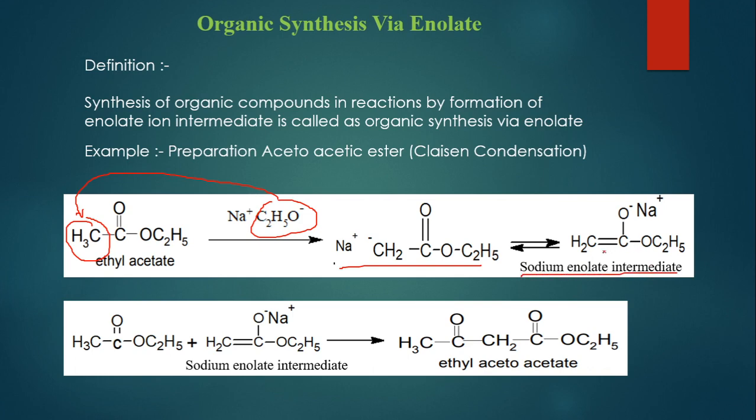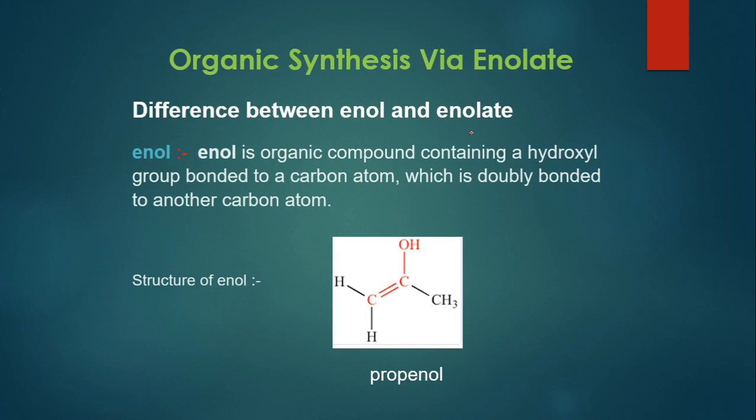That sodium enolate intermediate is responsible for carrying out the further reaction. That means it is the main intermediate responsible for the reaction. This sodium enolate intermediate again reacts with another molecule of ethyl acetate, and we get the desired product. So this is the intermediate mainly responsible for carrying out the reaction in this organic synthesis. Any reaction in which we get the product with the formation of an enolate intermediate is called organic synthesis via enolate. This is all about organic synthesis via enolate and its definition.